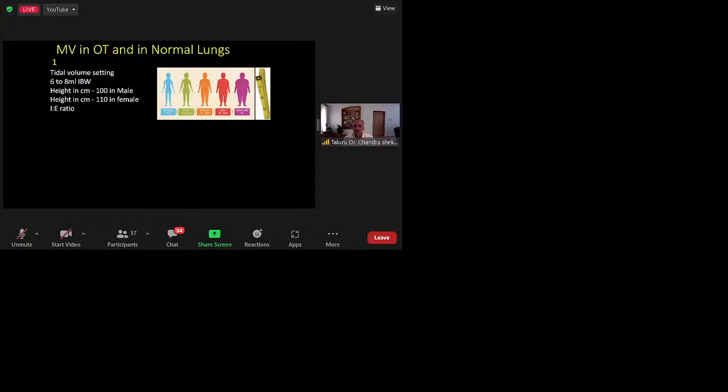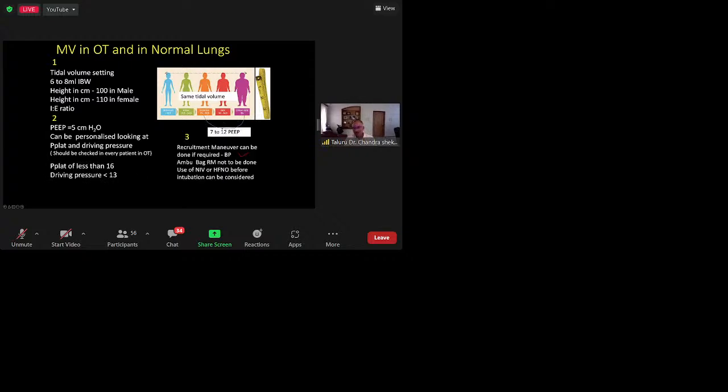Another thing you have to understand is height is what matters, not the weight. The lung size doesn't differ because somebody is obese. Lung size doesn't differ. So this is the formula. And then two is P, personalized. These are the boundaries. An obese lady can be around 17 to 12, or a man can be 17 to 12, it doesn't matter. Recruitment maneuver only when PEEP doesn't work. Ambuing and high FiO2 without PEEP may not prevent atelectasis.